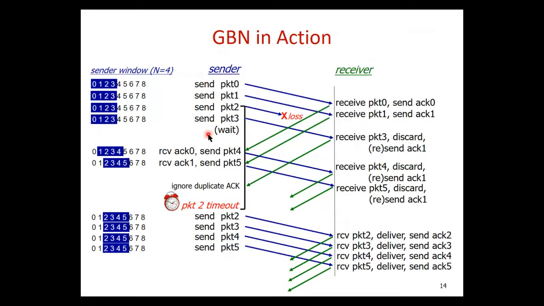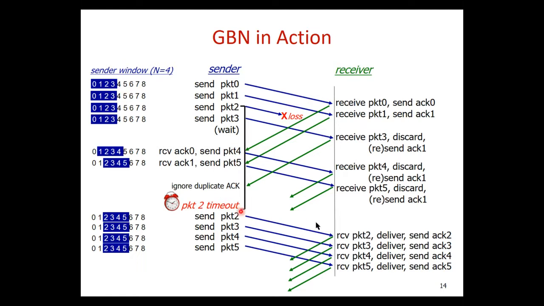on the sender side, remember there is a timer with the oldest unacknowledged packet, which is packet 2. So there's a timer running for packet 2, and that timer will expire at this point in time. Now, when the timer expires, the sender will retransmit all the packets in the window which are yet to be acknowledged. So it will retransmit 2, 3, 4, 5.